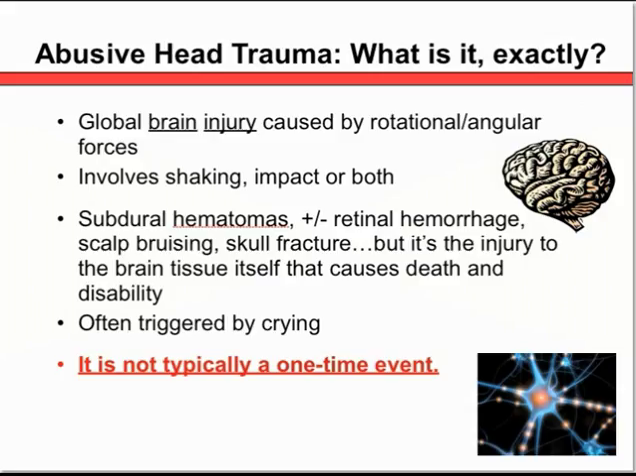So what exactly is abusive head trauma? Well, it's a global brain injury caused by rotational angular forces. Essentially, as the child's head is whipping back and forth, the brain is being sloshed around inside the skull, and those brain cells are being stretched and distorted and damaged. This type of abuse involves shaking, impact, or both. We can see subdural hematomas, retinal hemorrhage, scalp bruising, skull fracture, but it's the injury to the brain itself that causes the death and disability in these children. The most common trigger is crying, and it is again not typically a one-time event.